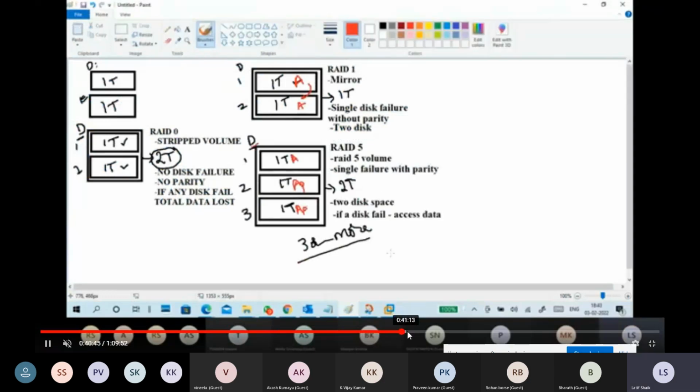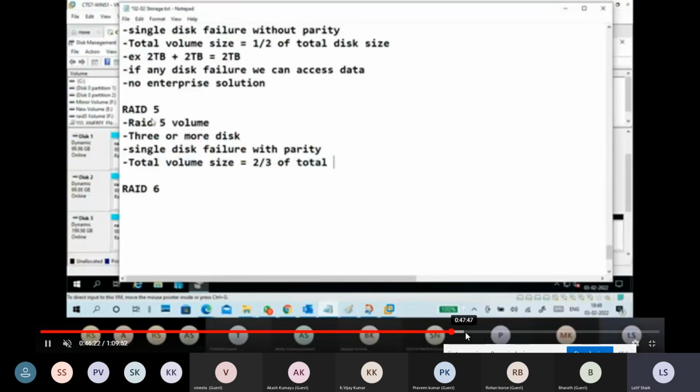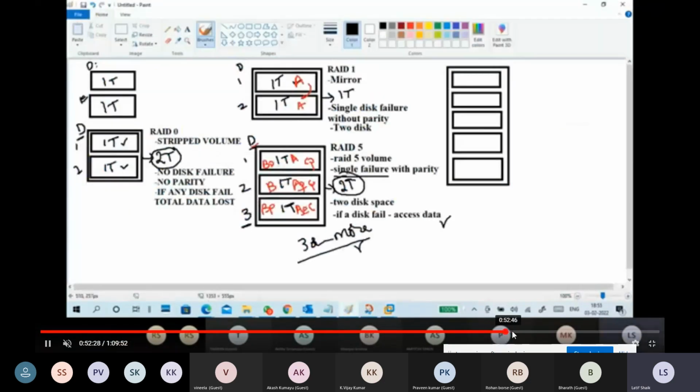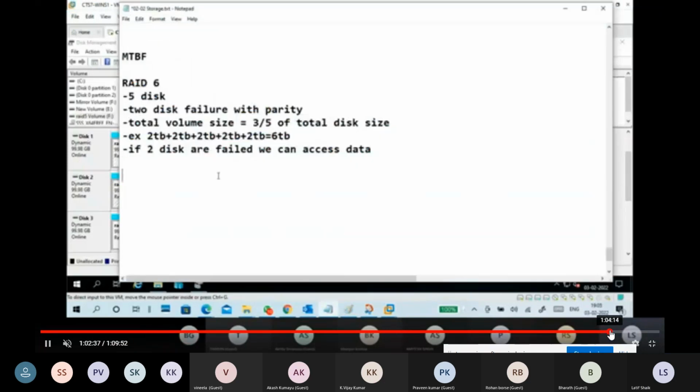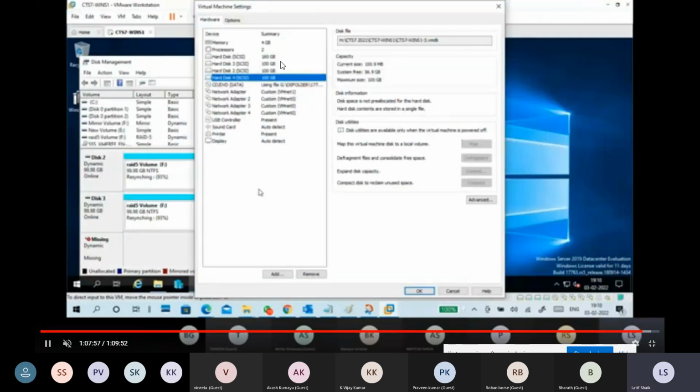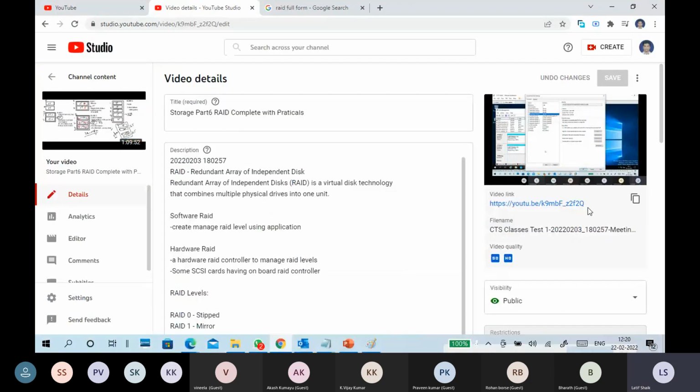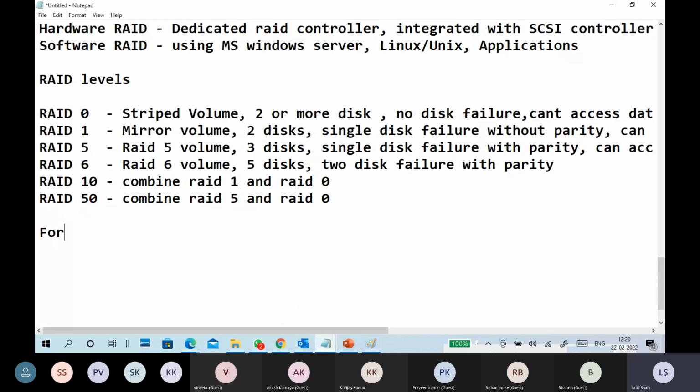Literally, you don't have a practical part in your system, in your syllabus, but my interest is practical. So like this, I try to show. We did RAID 0, RAID 1, RAID 5 practicals also. I will give you the link again for the practicals. If you want to perform the practical on your own, or see how to do it, you can get it.